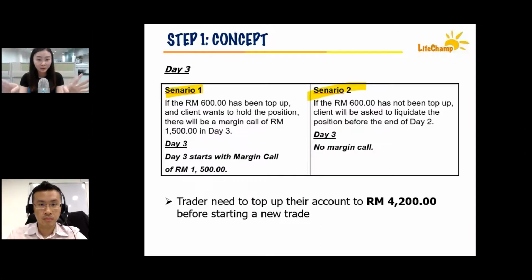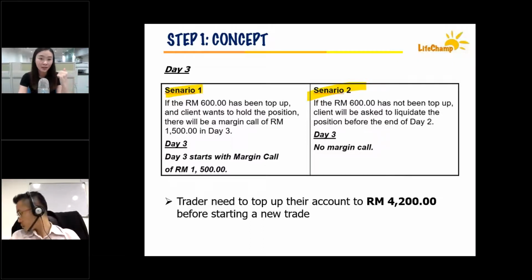Next, I give you two scenarios on day three. In scenario one, on the day before, day two, you already topped up the 600, the first day margin call. So you continue to hold the position and you have a margin call of 1,500 on day three. So day three, you start with a margin call of 1,500. Scenario two, if you do not want to top up the 600 by 4 p.m., usually the broker will ask the client to liquidate the position, meaning to close the position. And on day three, you will not have any margin call.